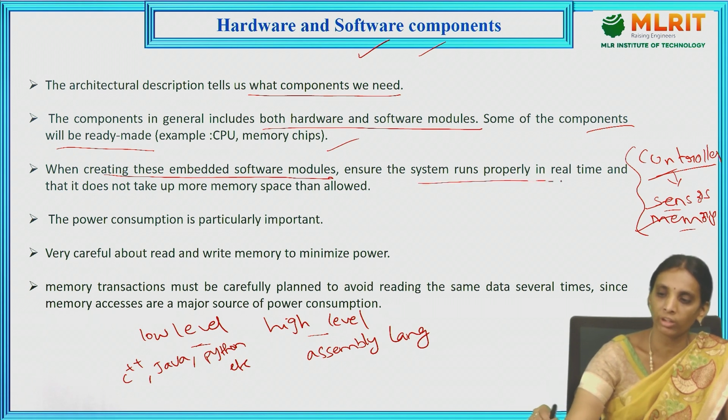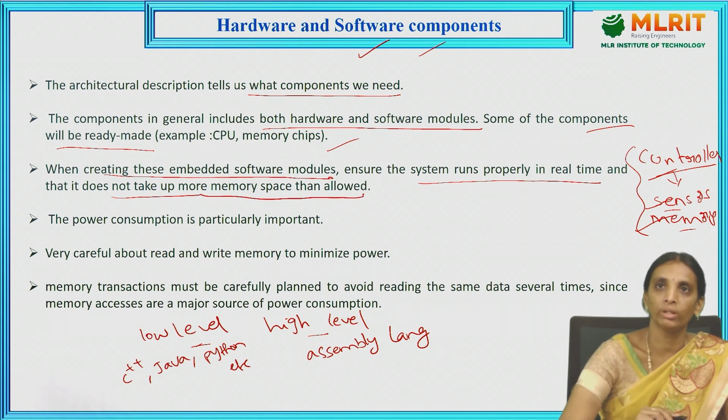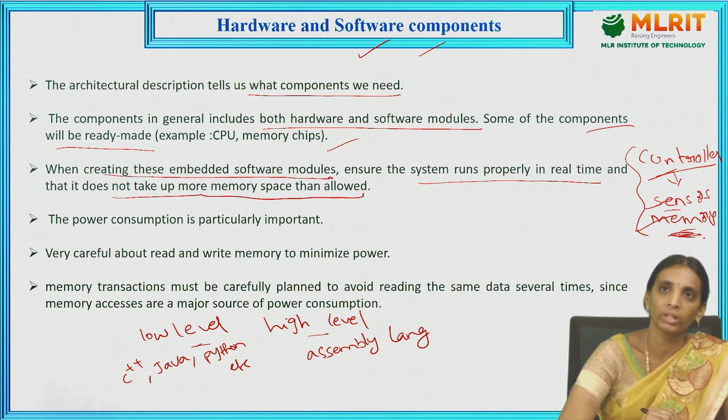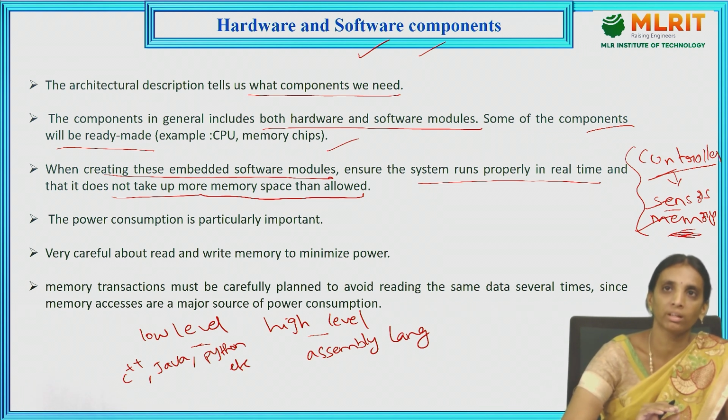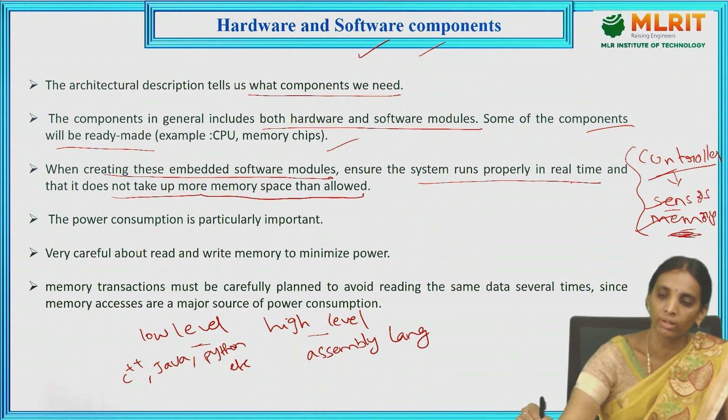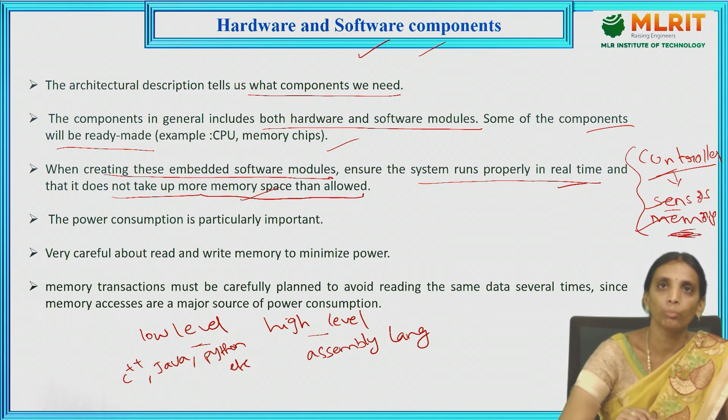So ensure that the system runs properly in real time and does not take more memory space than allowed. We need to take into consideration the memory space available for the embedded system we need to design. For the embedded system design, in the specifications we need to mention how much memory will be used for that system. So we need to maintain the system so that it runs properly in real time and does not take more memory space than is given in the specification. The power consumption is particularly important.